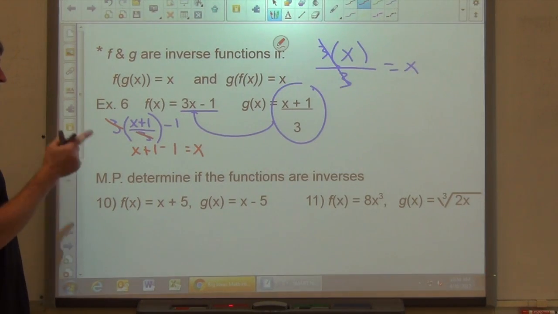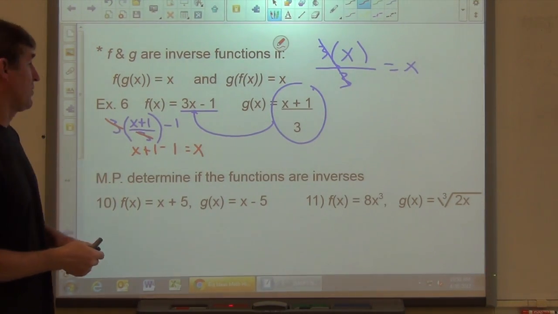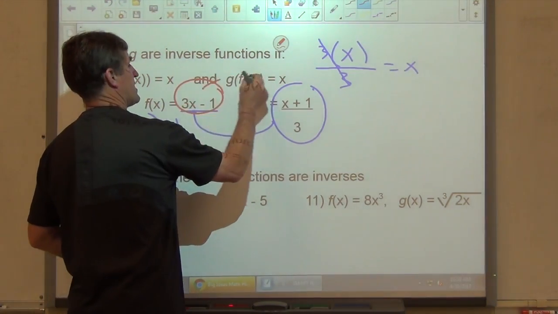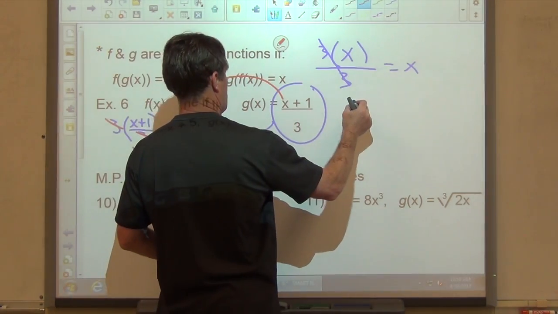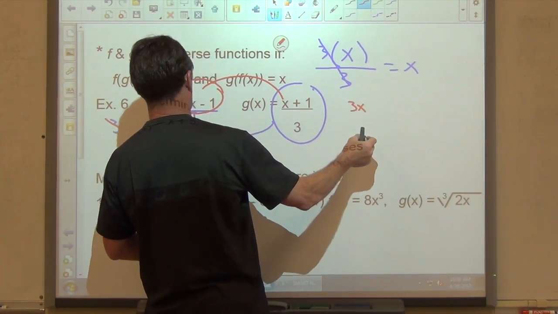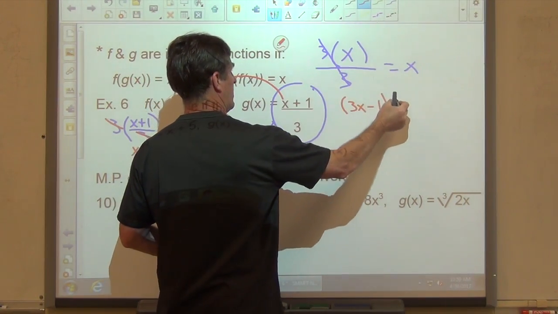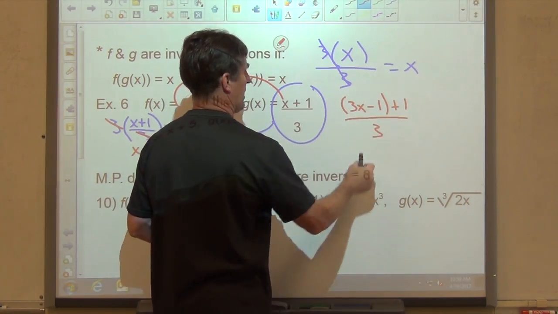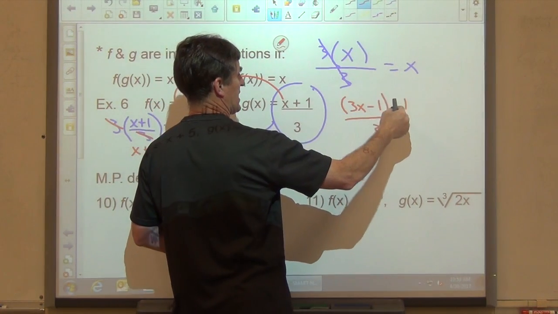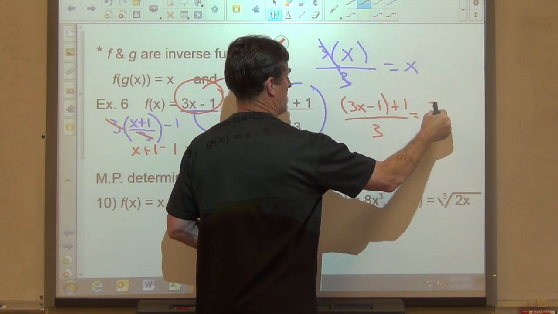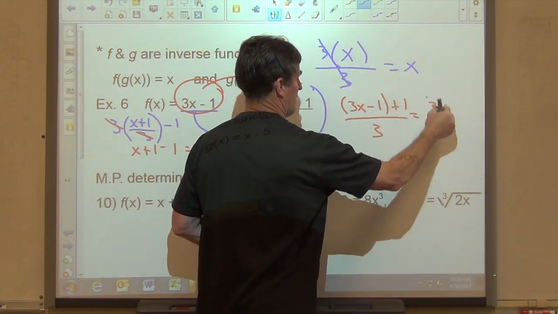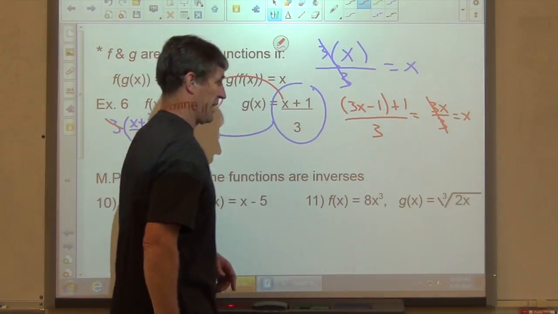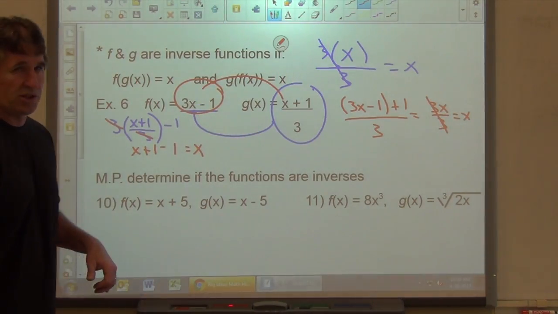And so it's an inverse that way, now we have to check it the other way. So now we take this and plug it in for x. Replace the x with 3x minus 1 plus 1 and then divide by 3. We simplify the top first. Minus 1 plus 1 is 3x. And 3x divided by 3, the 3's cancel, and we get x. And so those would be inverse functions of each other.